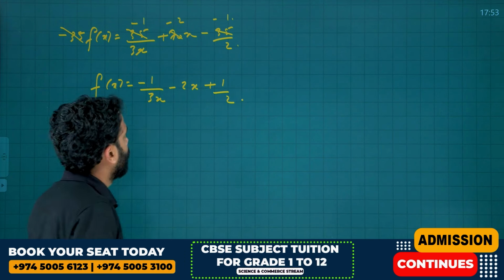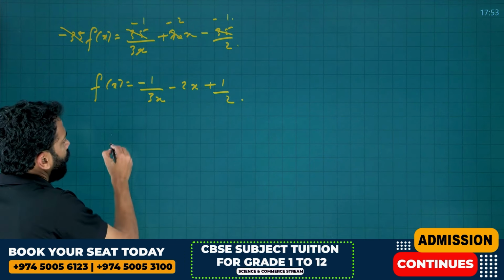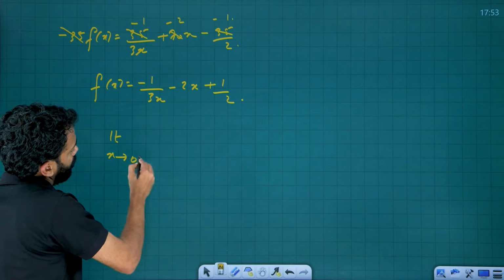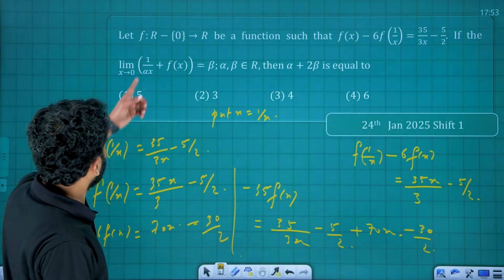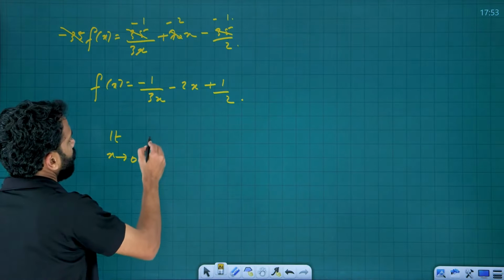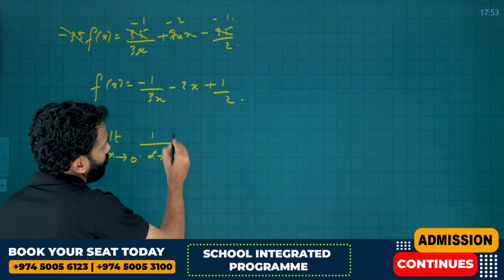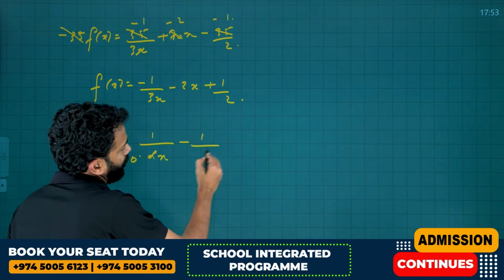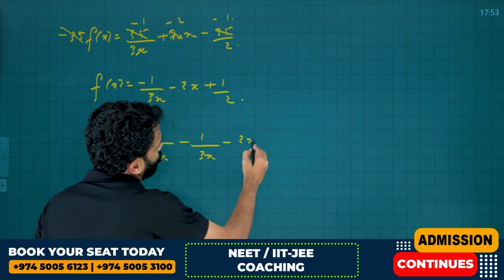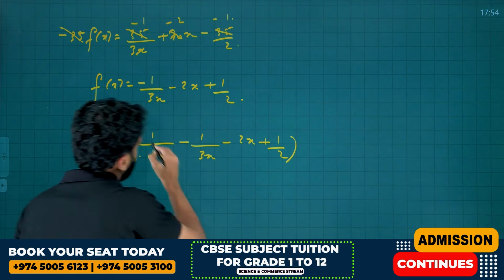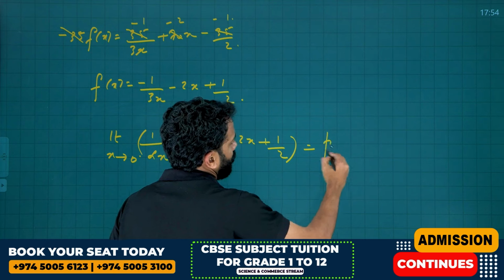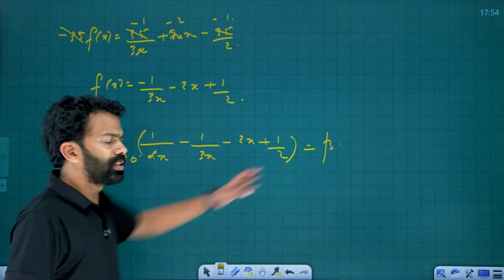Okay, I hope you are getting the idea here. And we have limit x tends to 0. Okay, what was that? 1 by alpha x, that is 1 by alpha x plus f of x, right? That is minus 1 by 3x minus 2x plus 1 by 2, that is equal to what? Beta. Okay. So, beta is a finite number.